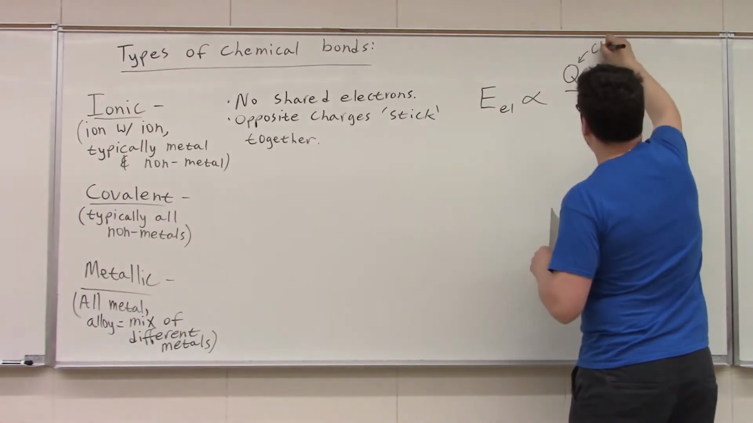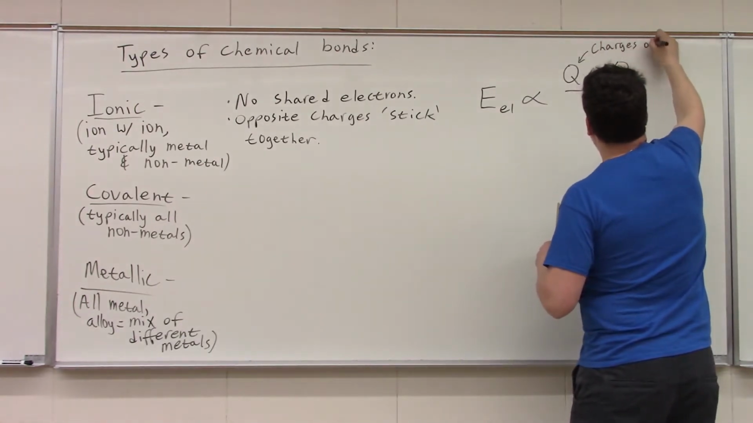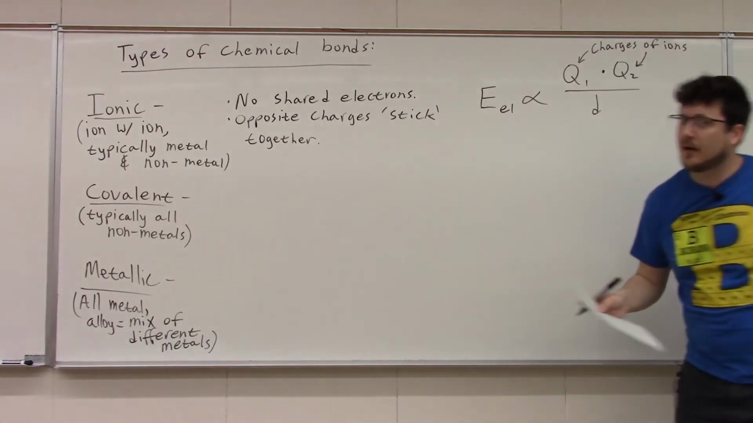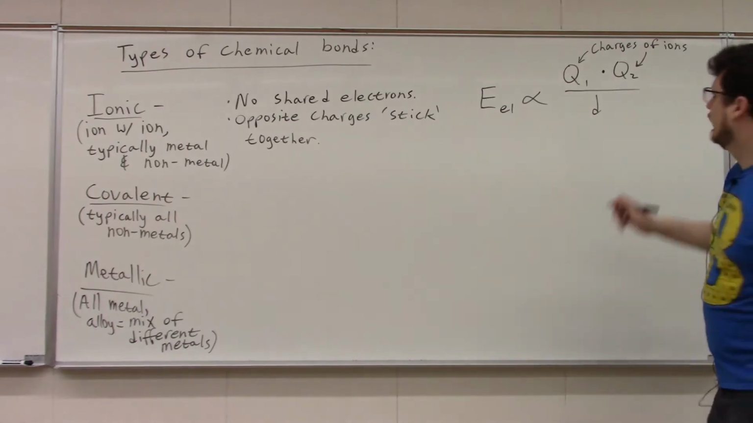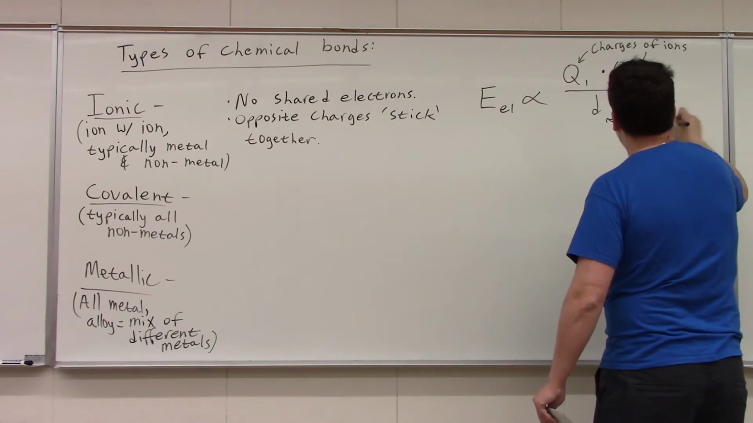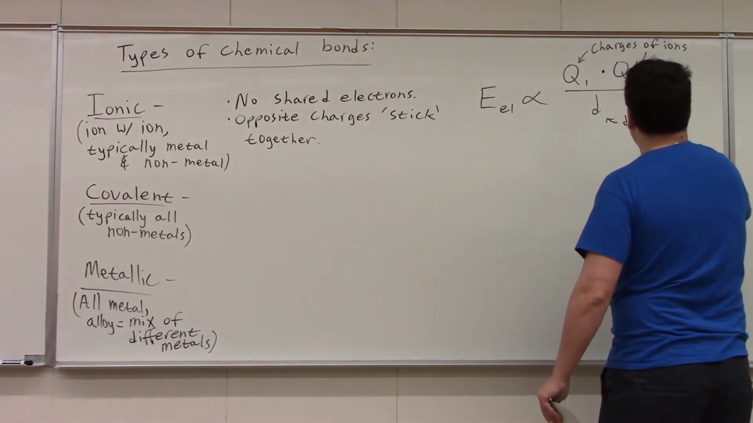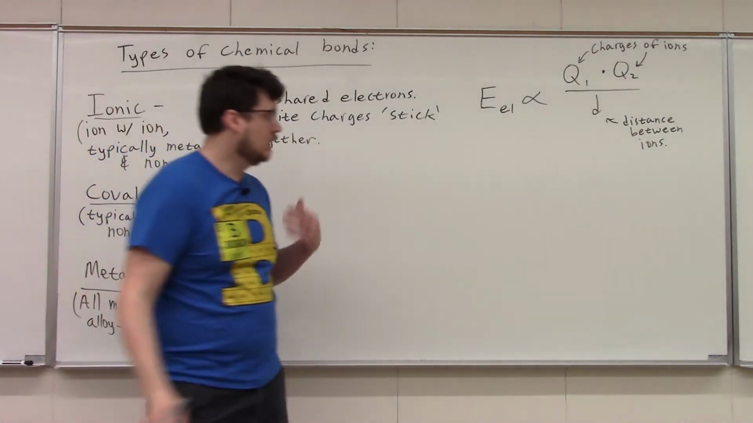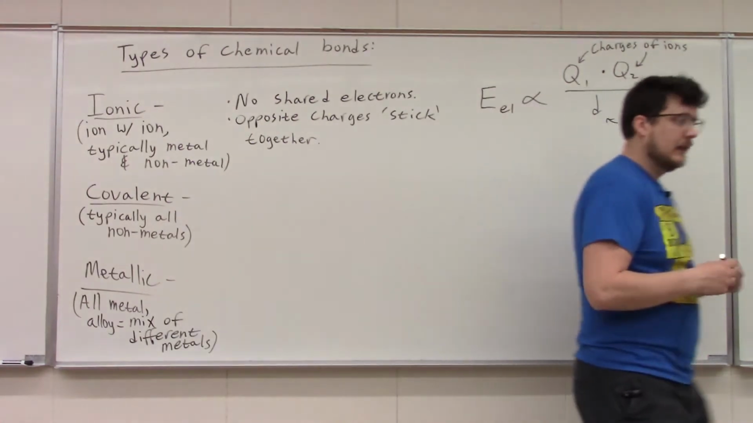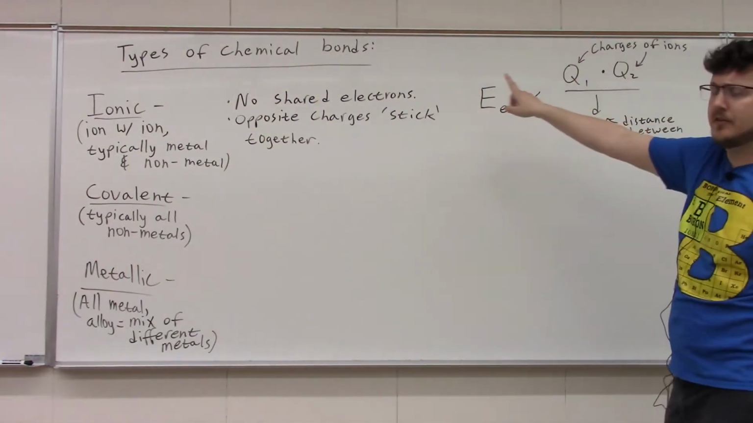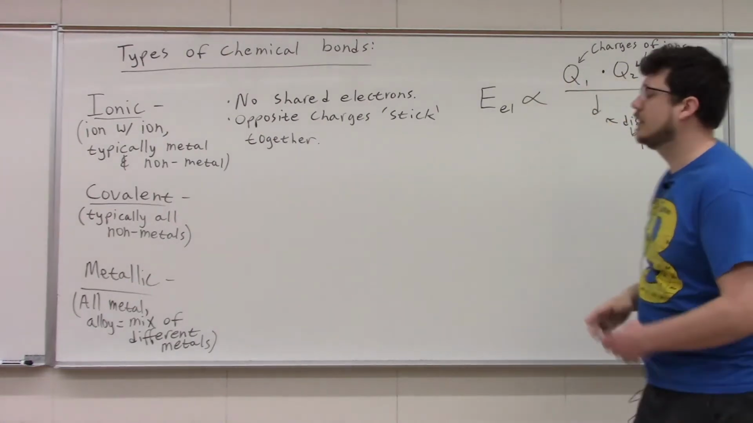So these are our charges of our ions. Q1, Q2, gotta have at least 2 ions to play the game, right? And then D is the distance between the ions. So, what we have is a situation where ionic attraction is going to increase as the charges of the ions increase. It's also going to increase as the distance between them becomes smaller.